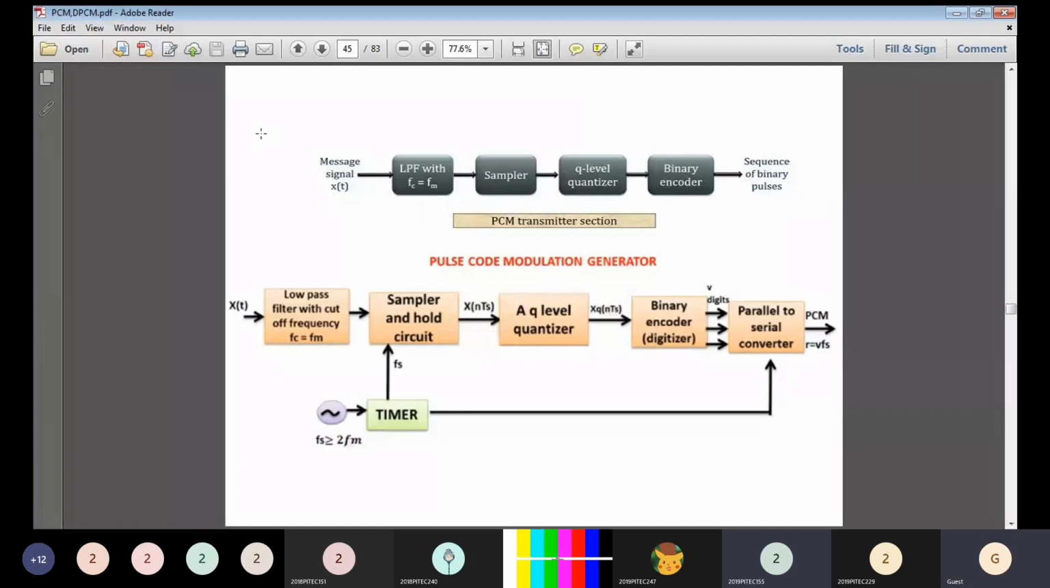The signals are then sampled by using a sampler. We are using a natural sampler, so we get a natural sampled signal at the output of the sampler circuit. Then it will go to the quantizer. The level of the quantizer is Q. Then it will go to the binary encoder. So we are getting the coded pulses, binary pulses, at the output of the binary encoder.